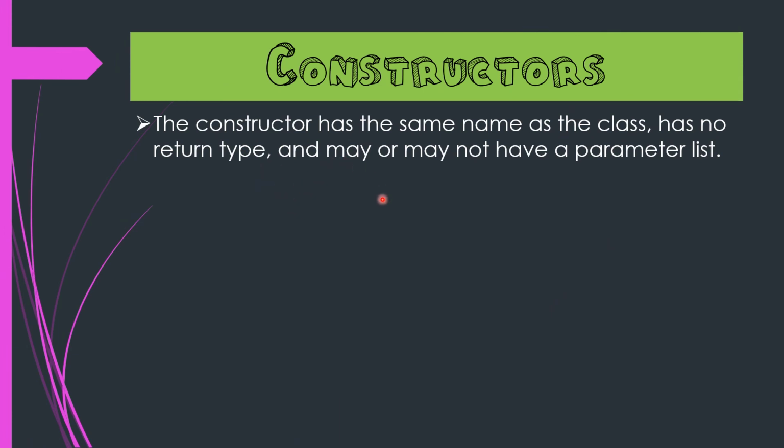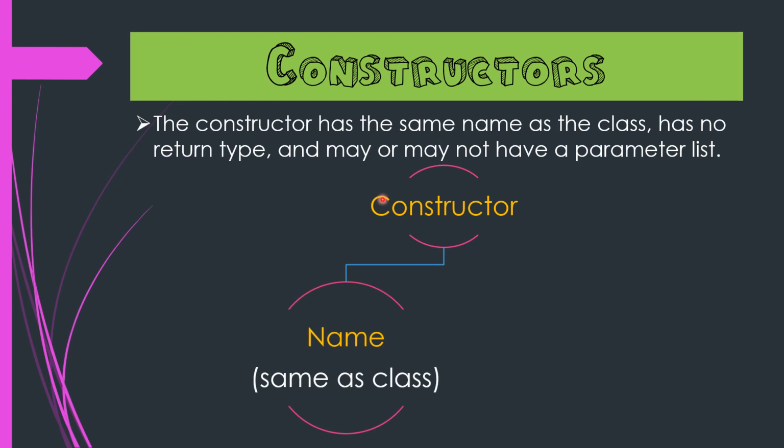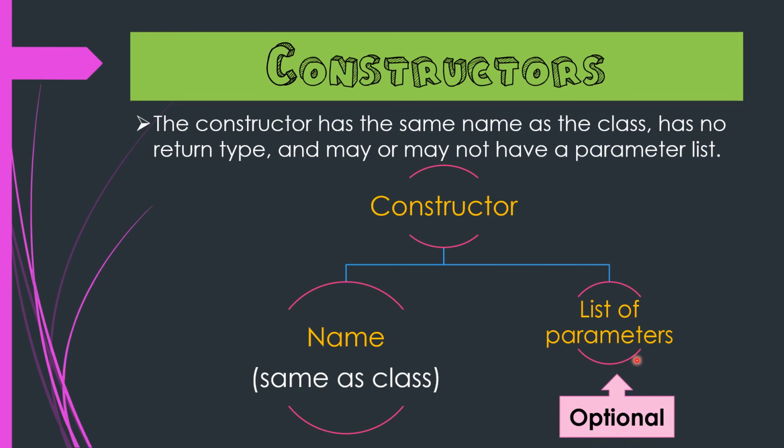Now, the constructor has the same name as the class. Means whatever the name of the class is will be the name of the constructor. The constructor also has a list of parameters, and this list is optional. Means the constructor may or may not have this list of parameters. Also, the constructor has no return type. Return type, as I told you, is the data type of the return value. So in the case of the constructor, which is a special method member, we do not have any return type.